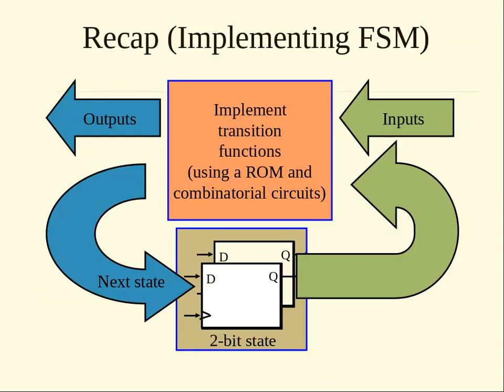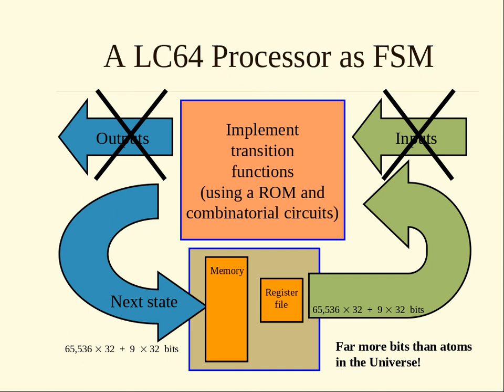So we talked about the vending machine, and we talked real quick about how it was a Mealy machine where you had inputs from the user as well as inputs from the state. Well, we're going to create what I call a little computer 64-bit processor. So that's the LC64.